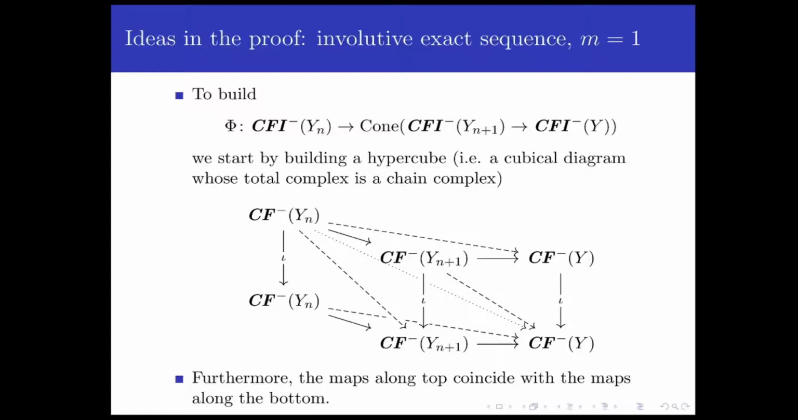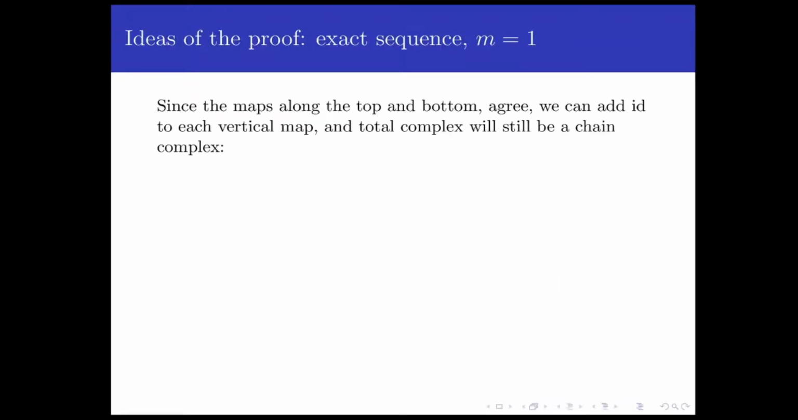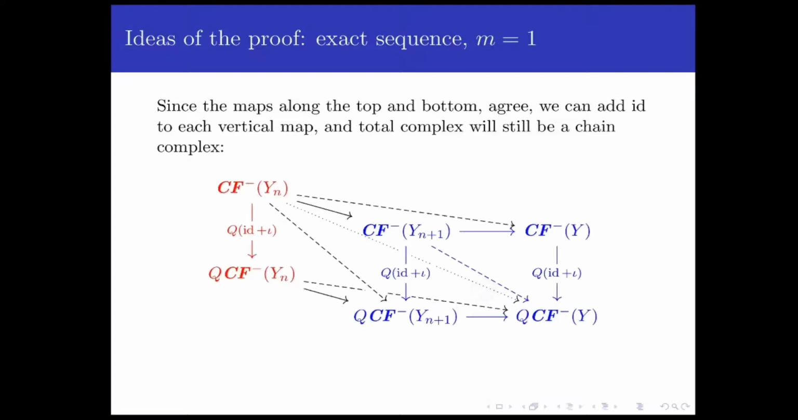One particular issue is that we have iota along the vertical lines instead of 1 plus iota. So in the next step, since the maps along the top and the bottom agree, we can add the identity map to each vertical map, and the diagram will still be a hypercube of chain complexes, or equivalently, the total diagram will be a chain complex. So when we do that, it looks like this.